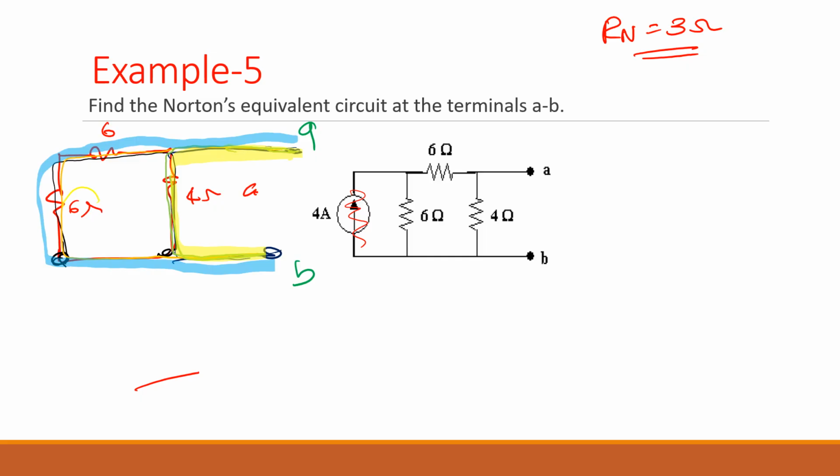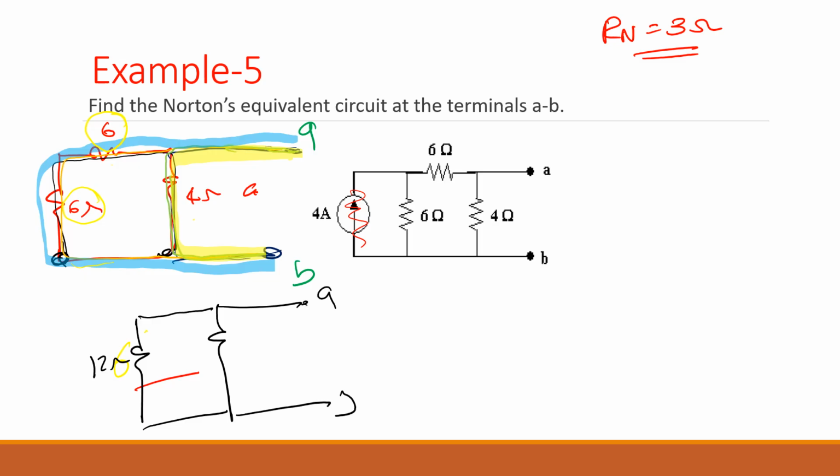So in this path you have 6 and 6 together, and they are in series. They are along the same path. But 6 and 4, are they in the same path? No. So 6 and 6 you can add, and it equals 12 because they are in series. Again, now look at A and B. You can go like this, or else you can go like this.